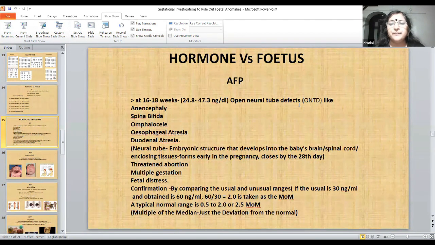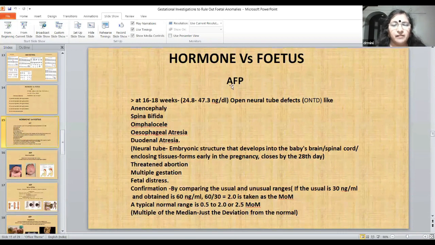Open neural tube defects means there's a neural tube. I shall describe what the neural tube is. Neural tube is an embryonic structure that develops into the baby's brain, spinal cord, and enclosing tissues. It forms early in pregnancy and closes by the 28th day. In the first form, the brain, spinal cord, and enclosing tissues are like a tube. That tube will develop into the brain, spinal cord, and other systems. At first it is called a neural tube, and it is open in the first stage, and it has to get closed in the subsequent days, because if it does not close properly, the organs will be open. The brain will be open, or the spinal cord will be open, and such defects will be caused.